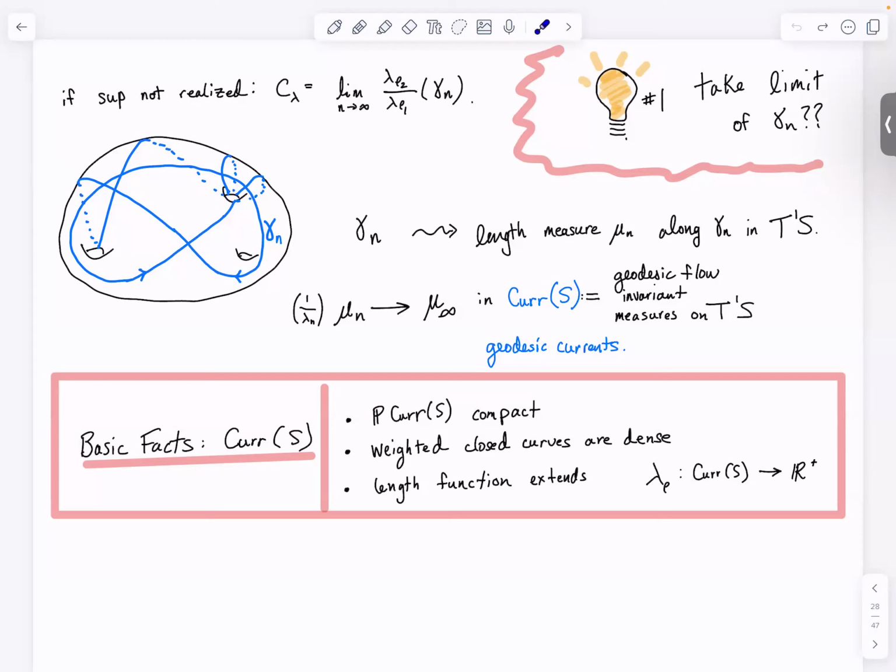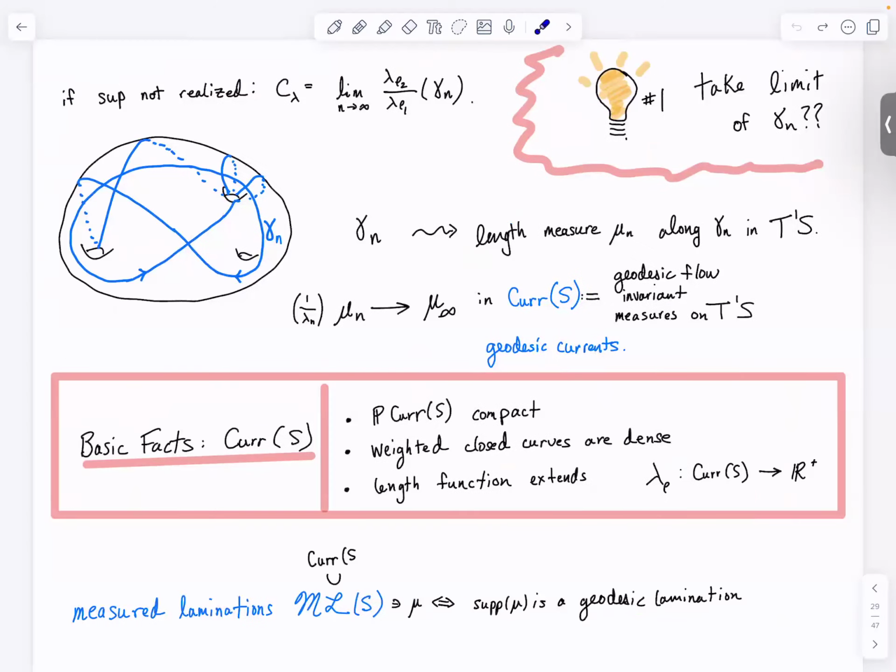I should point out, inside of the space of currents, sorry, when am I supposed to go until? 5 minutes. Okay. So inside of the space of currents is a very nice finite dimensional subspace called the space of measured laminations. We already saw what a geodesic lamination is. A measured lamination is a geodesic current whose support is a geodesic lamination. So if you project all the geodesics in the support of this measure down to the surface, they form a lamination. None of those lines cross.